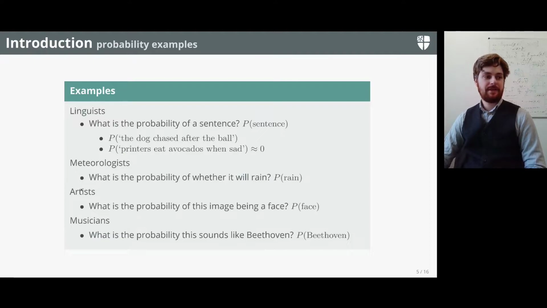Artists might be interested in the probability of an image being a face, so what is the probability of this painting being a face, or of this photograph containing a face. And musicians might be interested in the sound, or what is the probability this piece of music sounds like Beethoven, the probability of Beethoven.